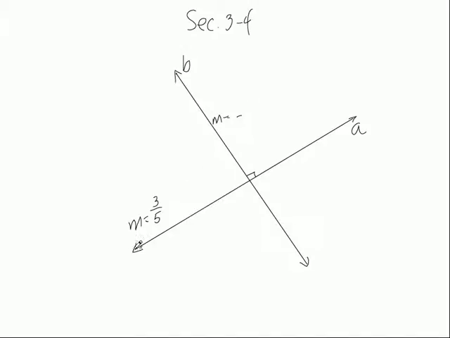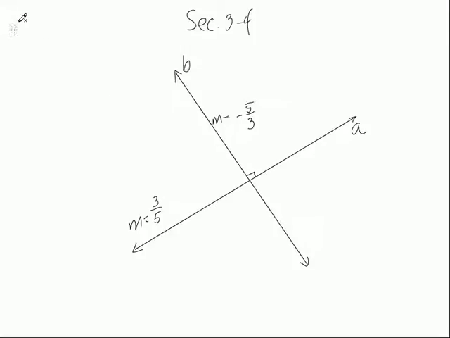Now watch. This one, I rose a little bit and I ran more, right? So a little number over a bigger number. What about this one? I rise a bigger number and I run a little number. Instead of rising 3 and running 5, this rises 5 and runs 3. Right, negative 5 over 3. Exactly right. This works for every single line that's perpendicular to each other. Any lines that are perpendicular to each other, this is always going to hold true.